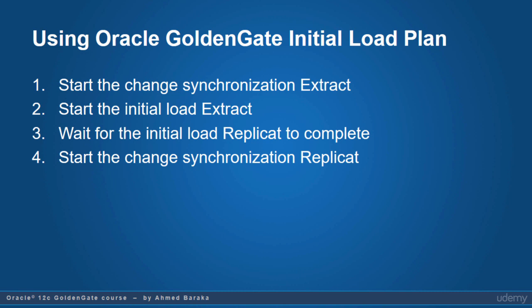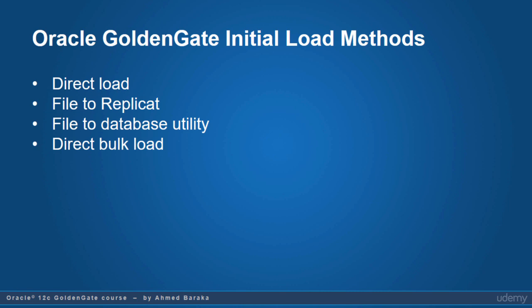When you use the Oracle Golden Gate initial load, you have to start the processes in the order as shown in the slide. First, you start the change synchronization extract, then you start the initial load extract. Wait for the initial load to finish before you start the change synchronization replicate. Oracle Golden Gate provides 4 methods to perform the initial load. They are direct load, file to replicate, file to database utility, and direct bulk load. I will cover those methods in the incoming slides.